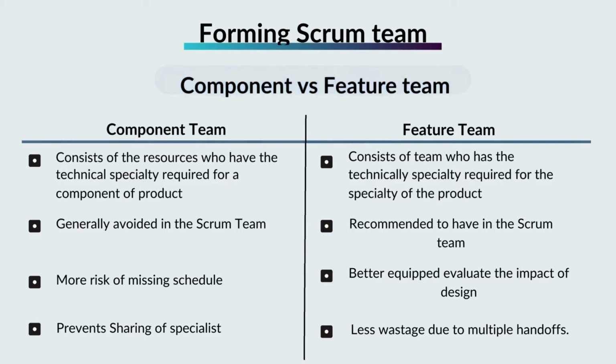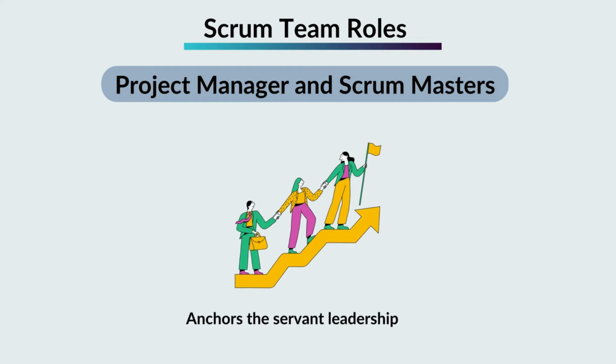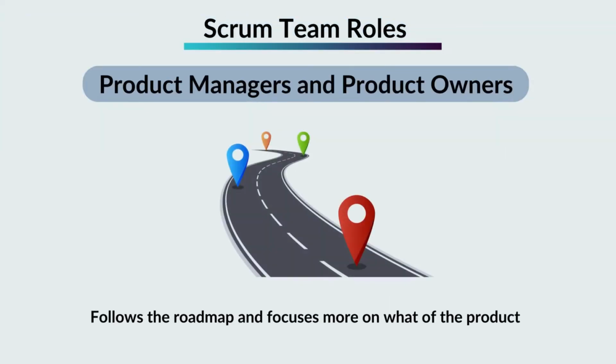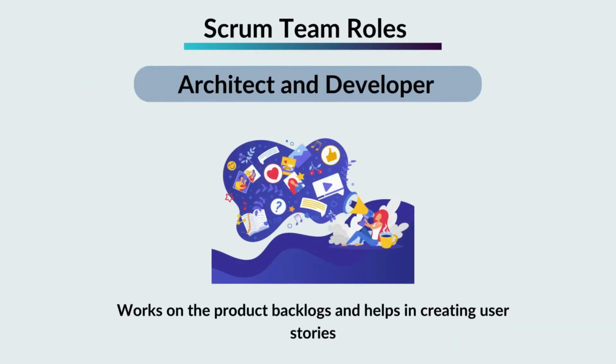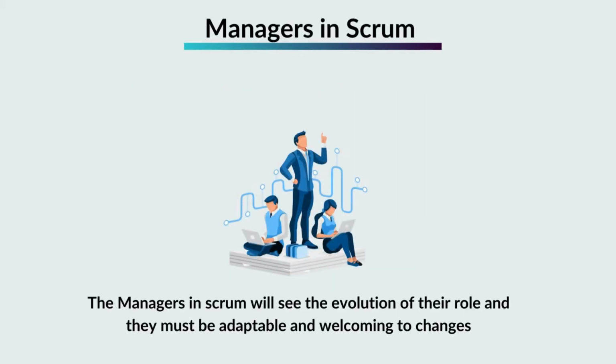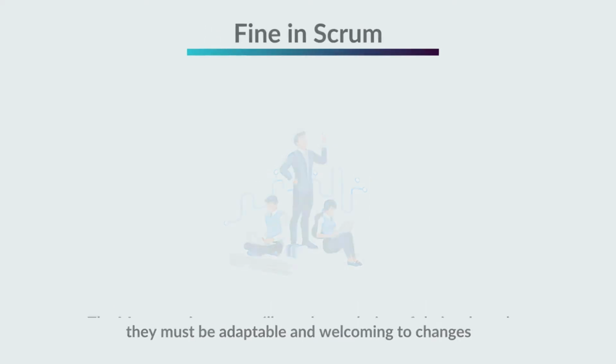Scrum team roles. Project managers and Scrum Masters anchor the servant leadership. Product managers and product owners follow the roadmap and focus more on the what of the product. Architects and developers work on the product backlog and help in creating user stories. Managers in Scrum. The managers in Scrum will see the evolution of their role, and they must be adaptable and welcoming to changes.